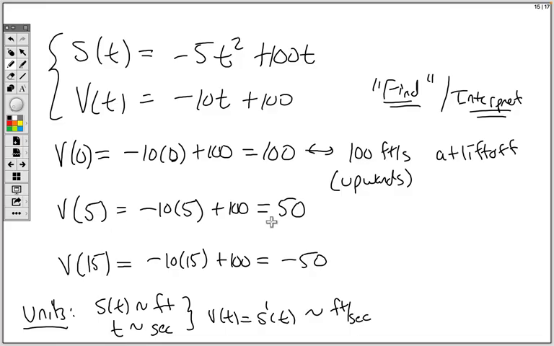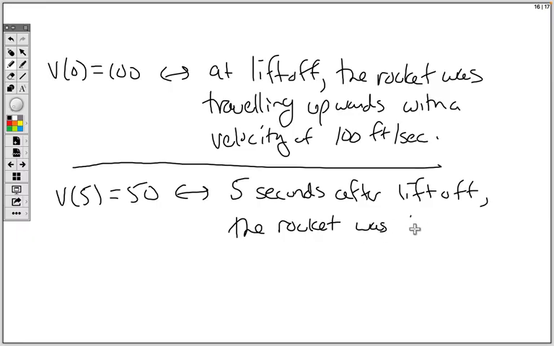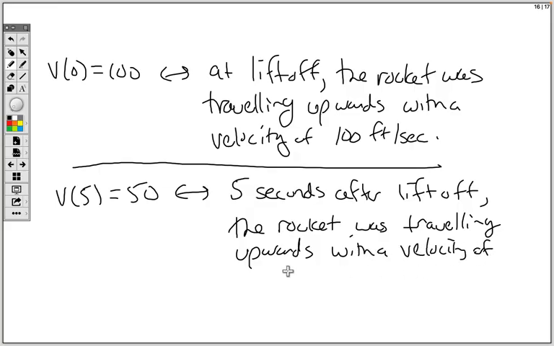Next one, v of 5 is 50. Same thing. The 5 means we're 5 seconds after liftoff. The 50 means 50 feet per second. It's positive, so it's traveling upwards. V of 5 is 50 means 5 seconds after liftoff, the rocket was traveling upwards with a velocity of 50 feet per second. So initially it's going at 100 feet per second. 5 seconds later it's slowing down. Okay, so why is it slowing down? Because the gravity of the moon is pulling it back towards the surface of the moon.